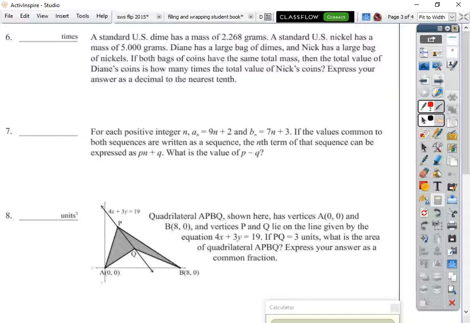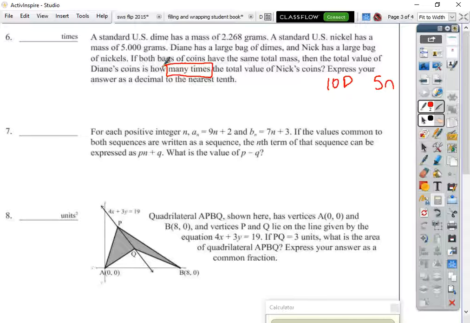Well, let's deal with the value first. I know Diane has dimes, and each dime is worth 10 cents. And I know for Nick, each nickel is worth 5 cents. So I have 10D and 5N. And we are trying to get the how many times. So this is another statement of comparison. How many times?